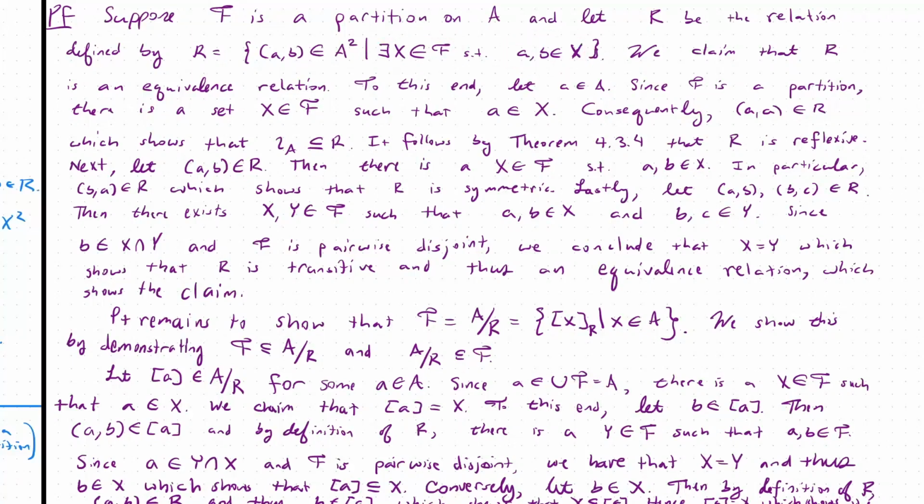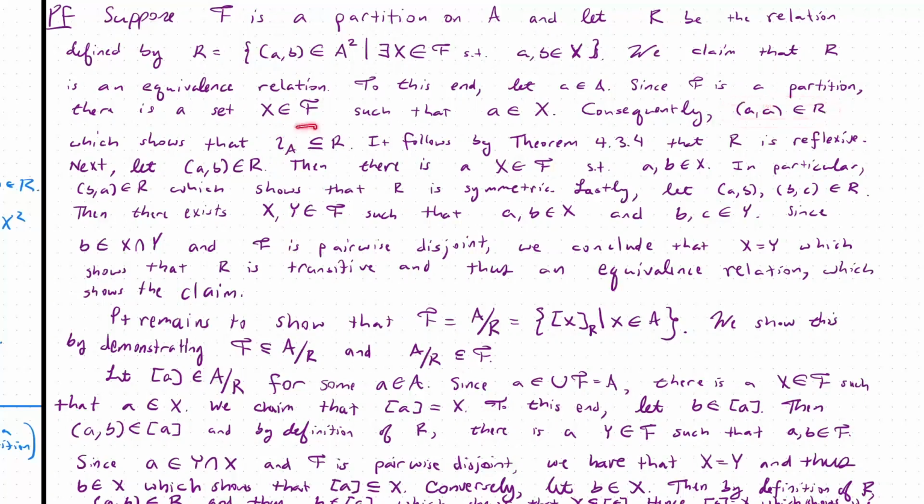So we claim that R is an equivalence relation. We do the same thing that we did in our scratch work. We choose an A in A. We show that the identity relation I sub A is contained in R, because that's what we did. We show that A comma A is in R.